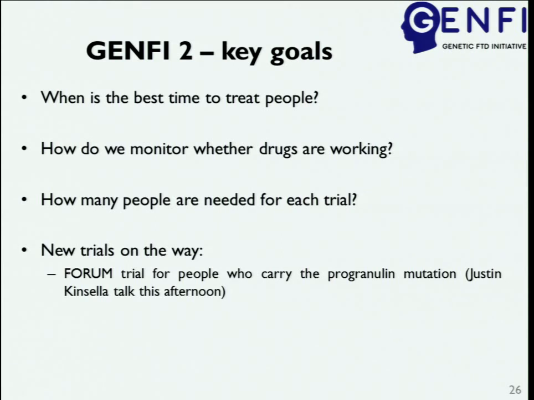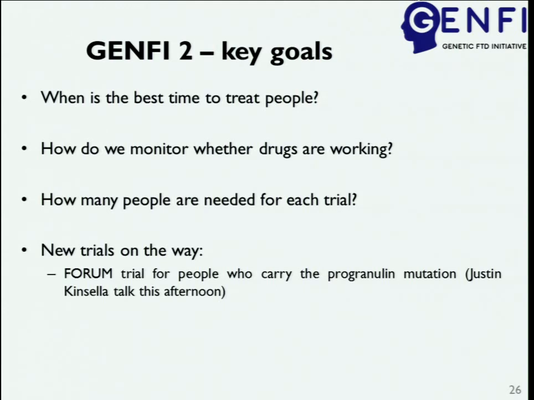And also, how many people are really needed for a trial? We don't know the answer to that. Is it 20? Is it 40? Is it 80? What we can look at is, if we know that your tau is being deposited this quickly, that allows us to work out, if our drug changes it this much, how many people we are actually going to need in the trial.